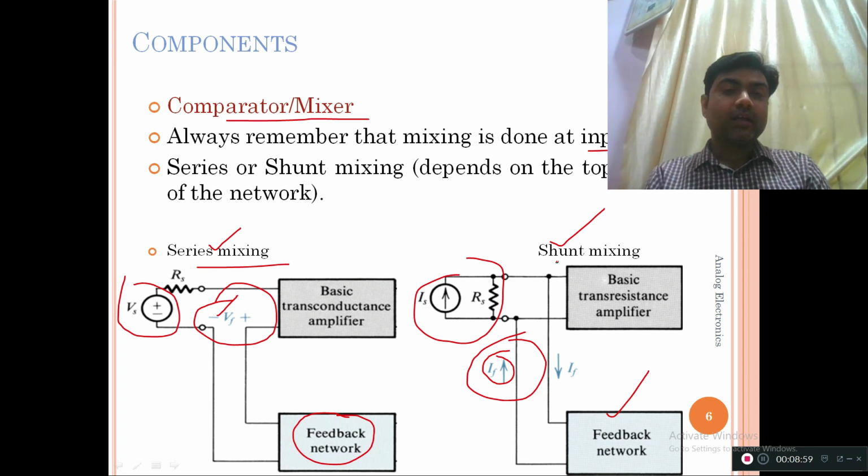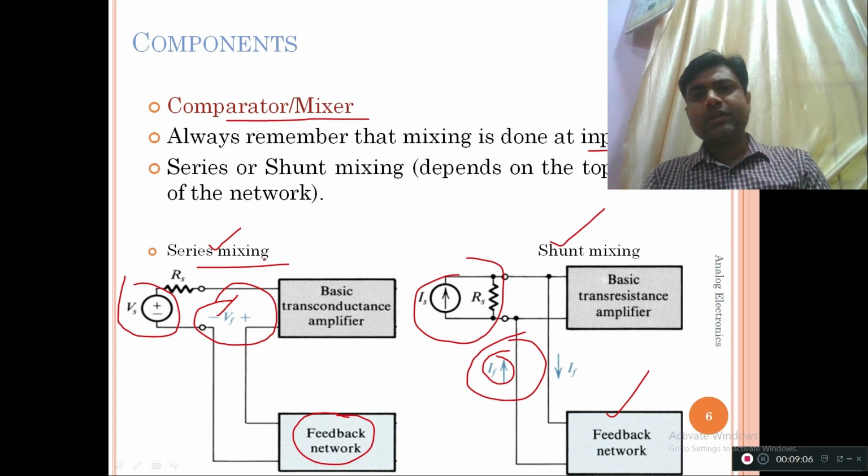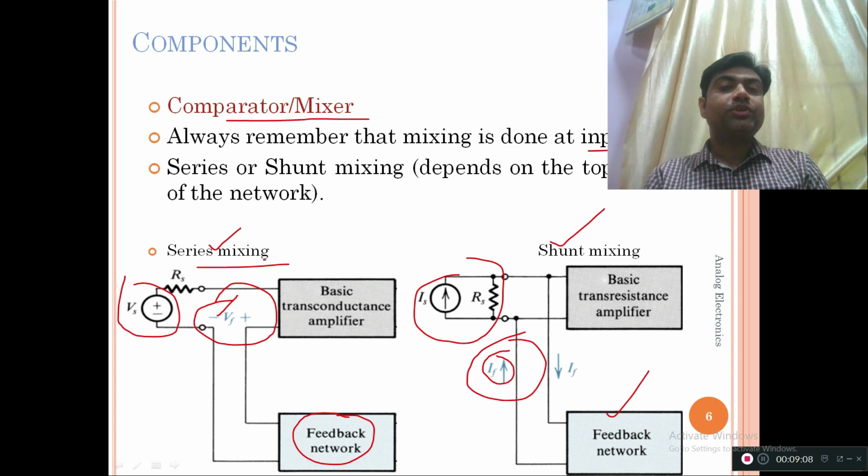current source. Now this generates a little bit of confusion: when we are sampling the voltage, we are taking the parallel or shunt form, and when we are mixing the voltage, we are taking the series form. Similarly, when we are sampling the current, we are taking the series form, and when we are mixing it, we are taking the parallel form.